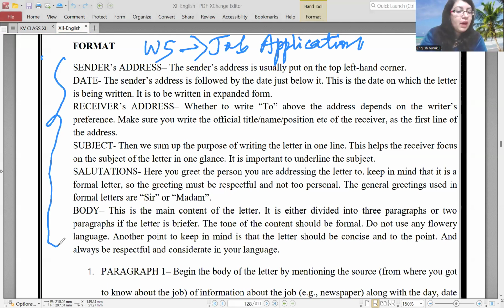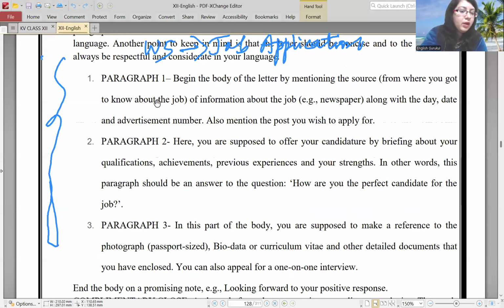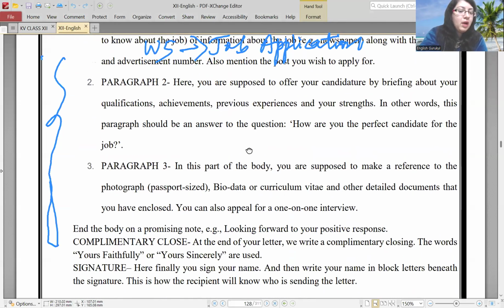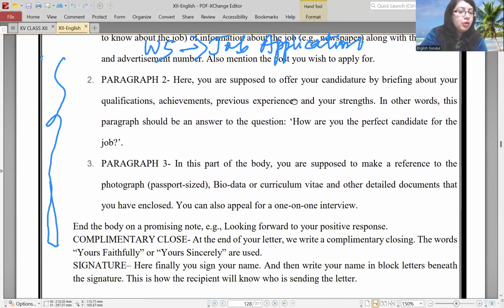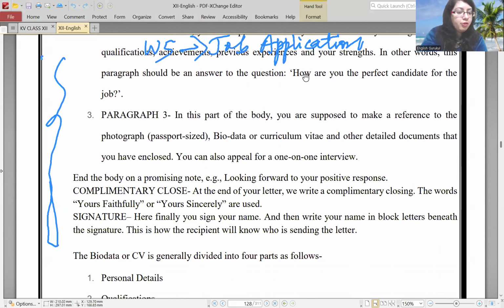And then we have paragraphs, and then we have the body, the introduction part, the body part, the conclusion part, right? So if I talk about paragraph, then we have paragraph 1, then paragraph 2 and paragraph 3, which would be our conclusion. And then we have our complementary clause, and then we have signature.